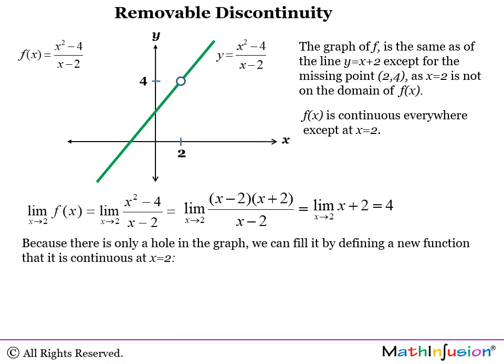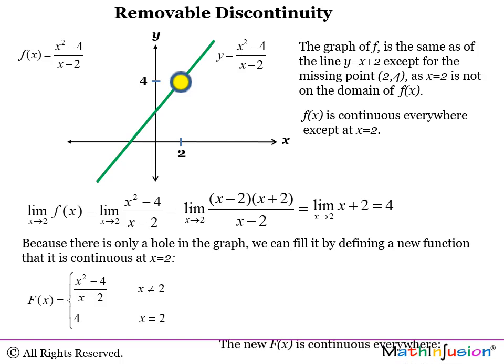Because there is only a hole in the graph, we can fill it by defining a new function that is continuous also at x equals 2. So it's going to be continuous everywhere. This function is going to fill in the hole. So here's the new function capital F of x. When x is not 2, it's exactly the old function. When x equals 2, we are going to define the new function as 4 because it's the limit of the function when x approaches 2.